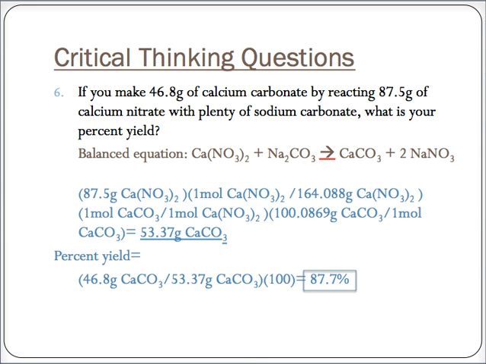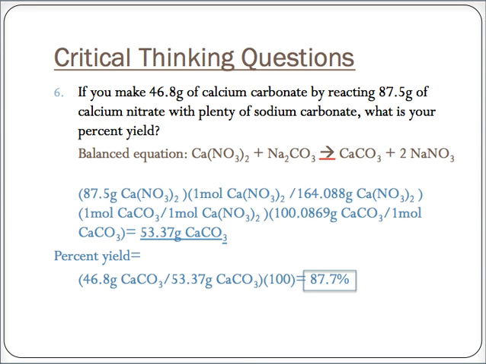We multiply that by the molar mass of calcium nitrate, which is 1 mole of calcium nitrate over 164.088 grams of calcium nitrate. Next is the moles of calcium nitrate, which we then multiply by the mole-to-mole ratio between calcium carbonate and calcium nitrate. In this case, it's 1 mole of calcium carbonate over 1 mole of calcium nitrate. That then gives us the moles of calcium carbonate, which we then multiply by the molar mass of calcium carbonate to get the grams of calcium carbonate. So 100.0869 grams of calcium carbonate over 1 mole, which gives us 53.37 grams of calcium carbonate.